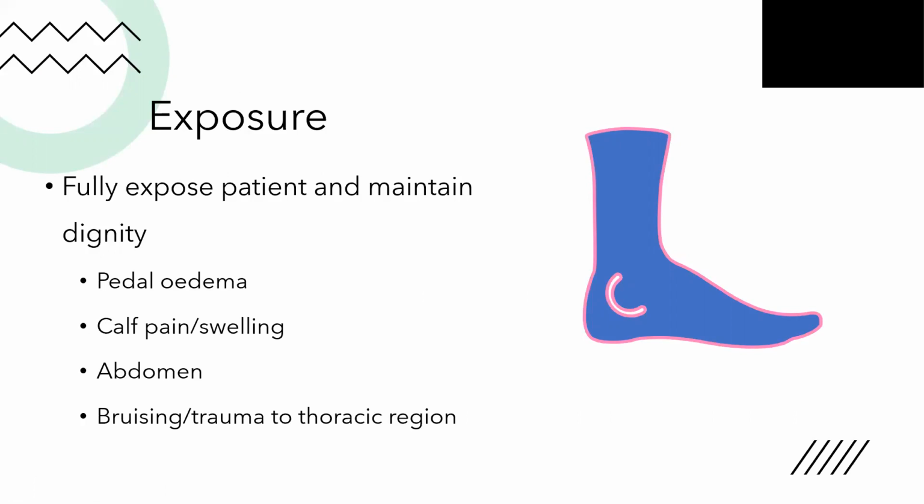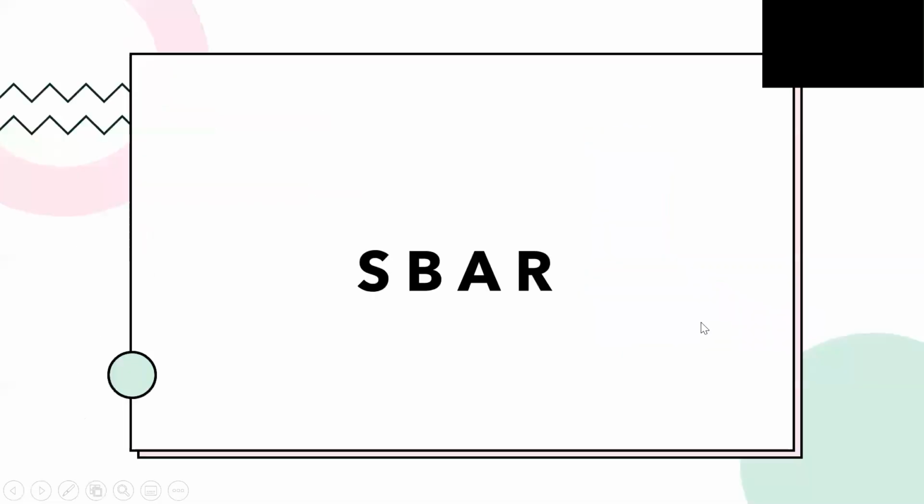Now, exposure, you fully expose the patient and you examine them from toe to head. So you check for pedal edema, calf pain or swelling. You check their abdomen for any scars or any signs of hemorrhage, and you also palpate their abdomen as well. And then you check for signs of bruising and trauma to the thoracic region. And this would bring you to the end of your examination, and you would present your findings using SBAR.